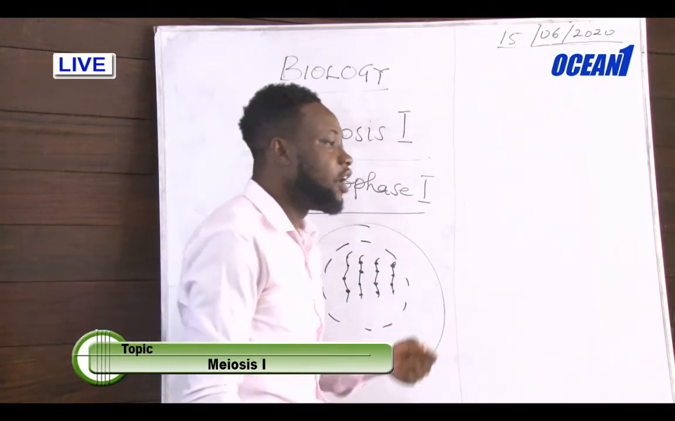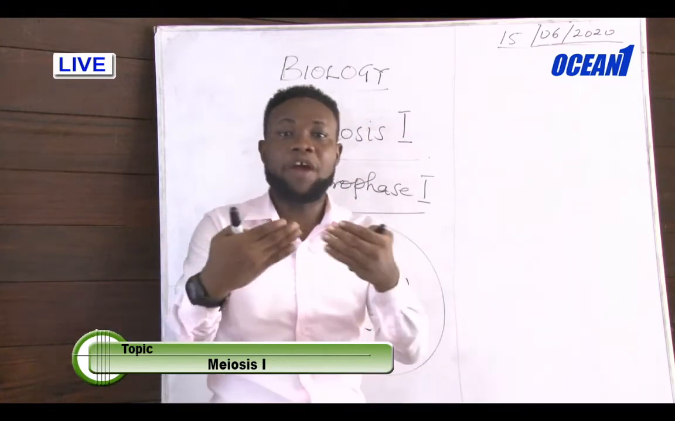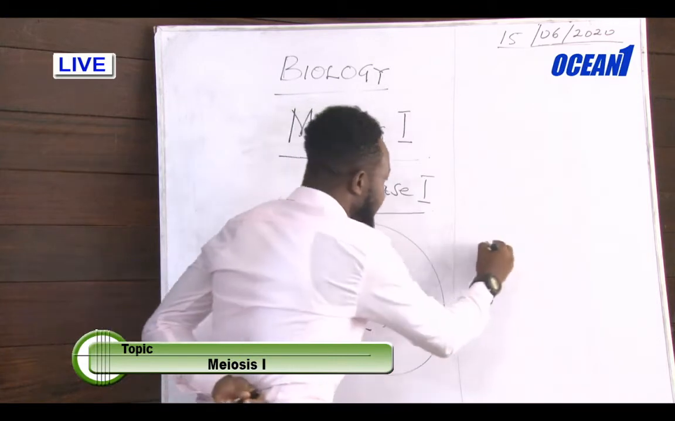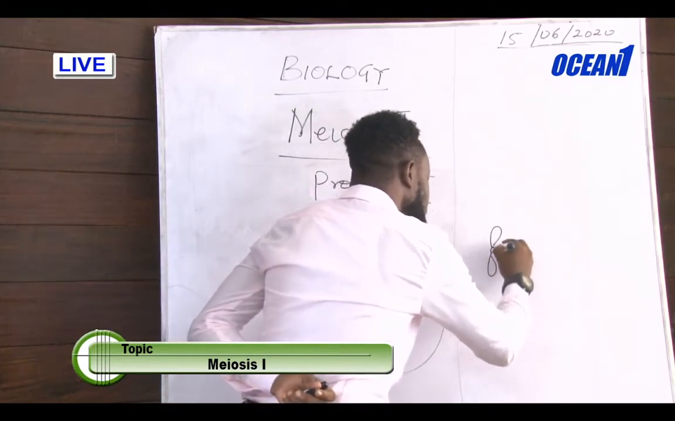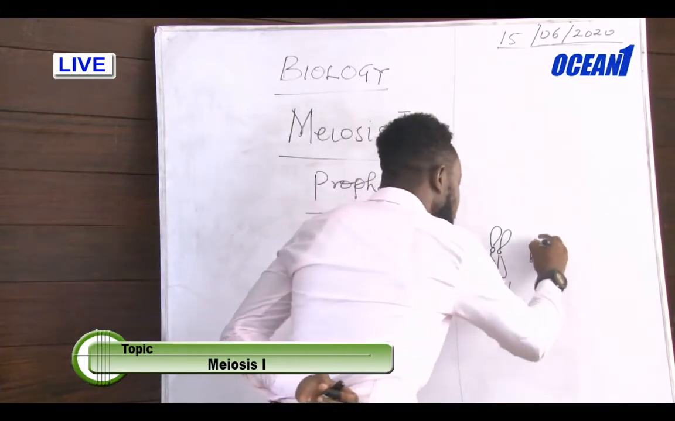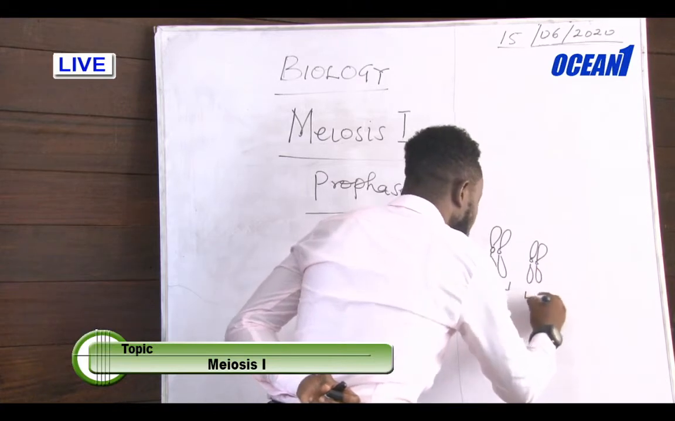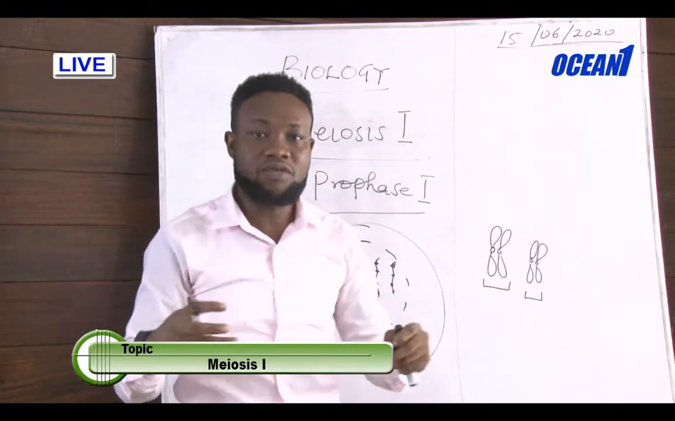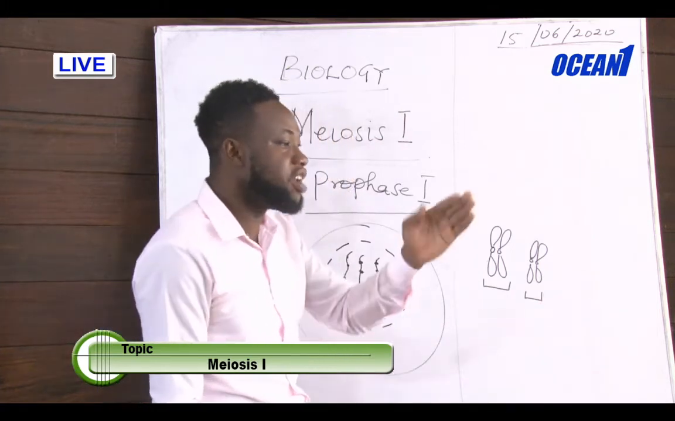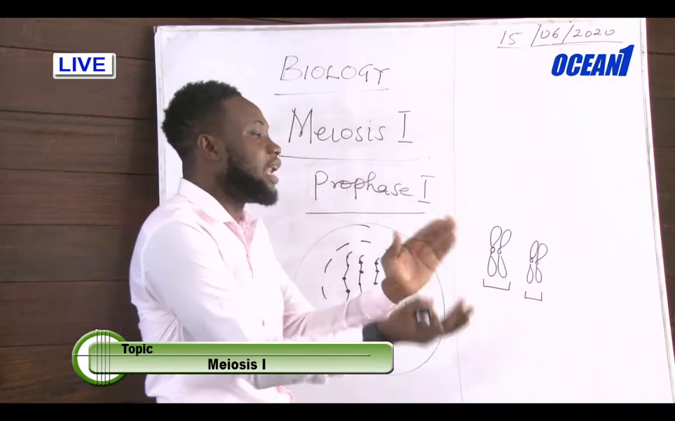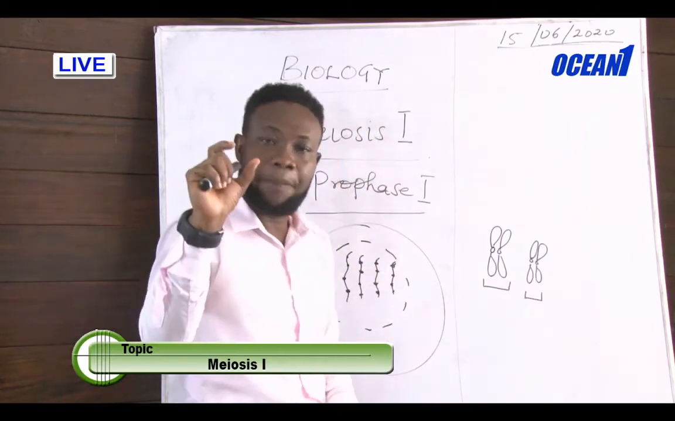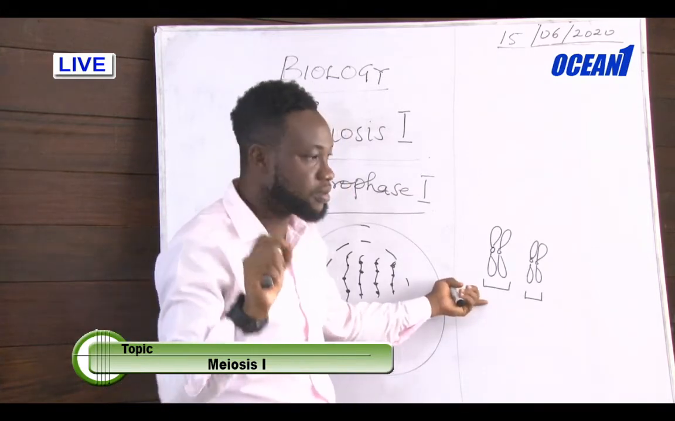Then again, synapsis or pairing begins. Now when you talk about synapsis, it is the pairing of homologous chromosomes. So when the homologous chromosomes begin to pair, then we say synapsis has begun. So let's say if I have this chromosome and another chromosome, this chromosome pairing with this chromosome. This is what we are referring to as synapsis. Another chromosome pairs with another chromosome. So there is the pairing of homologous chromosomes. So synapsis is simply the pairing of homologous chromosomes. Homologous chromosomes come to lie side by side. So this chromosome and this chromosome are homologous. The pairing of the homologous chromosomes is what we refer to as synapsis. All right.